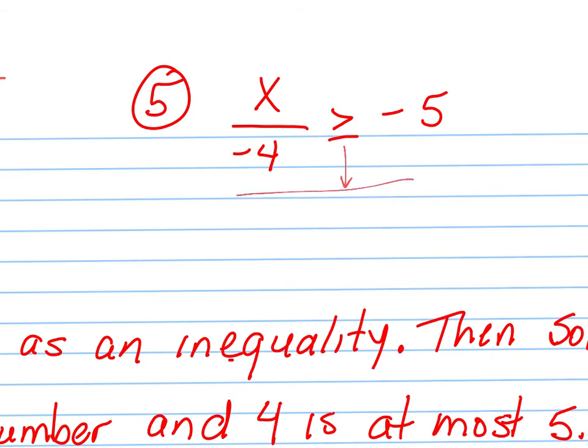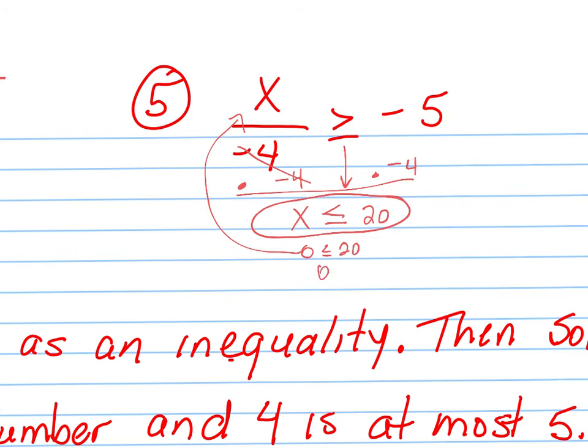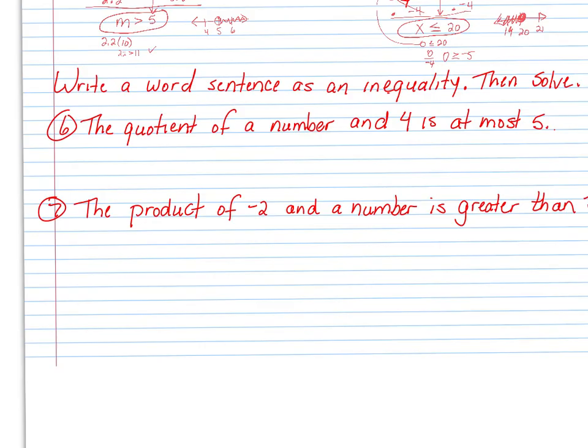They're dividing by negative 4, so we're going to multiply by. Ding, ding, ding. You hear it? No. X is less than or equal to, what's negative 5 times negative 4? 20. It's 20. Is 0 in that solution set? Is 0 less than or equal to 20? Yes. I'm going to check with 0. I'm going to put 0 back up there. 0 divided by negative 4 is 0, isn't it? Is 0 greater than or equal to negative 5? Yes. Yep.